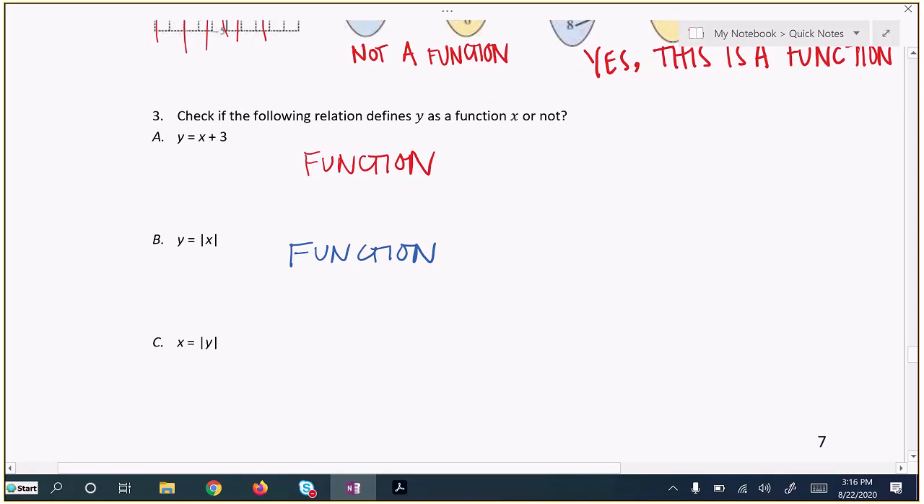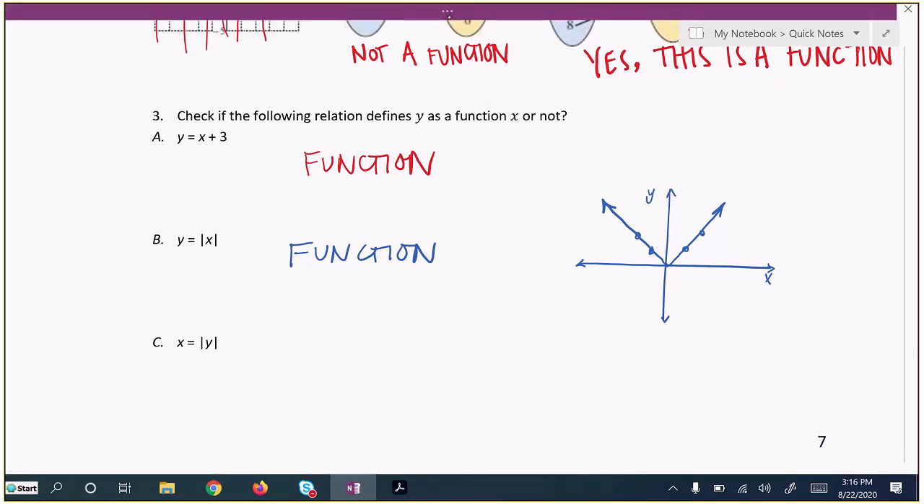We can also think about the graph of y equal to absolute value of x. And it looks like this. So where we have 1, 1, 2, 2, -1, 1, -2, 2, for example. This is x, this is y. And then we can see that it would absolutely pass the vertical line test.